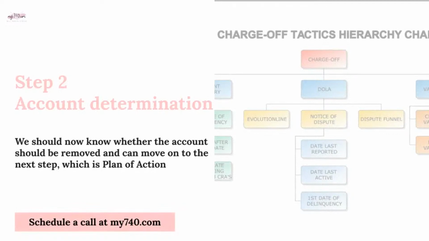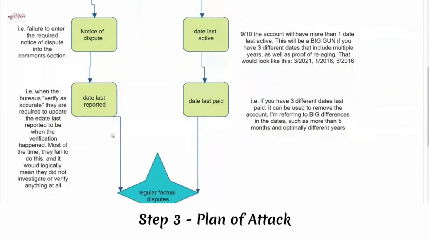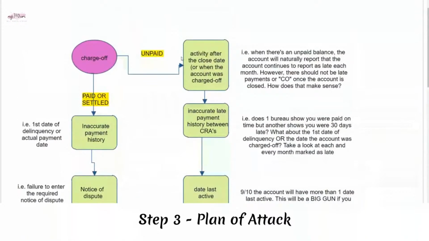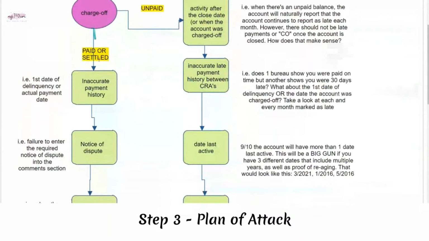Now we're going into step number 2, determination. So we should now know whether the account should be removed, and we can move on to the next step and do our plan of attack. All right. Now, this is something that you can go check out at your own convenience and look at the different examples that I've put on here. But we've mapped it out between paid or settled, and then over on the right, unpaid.